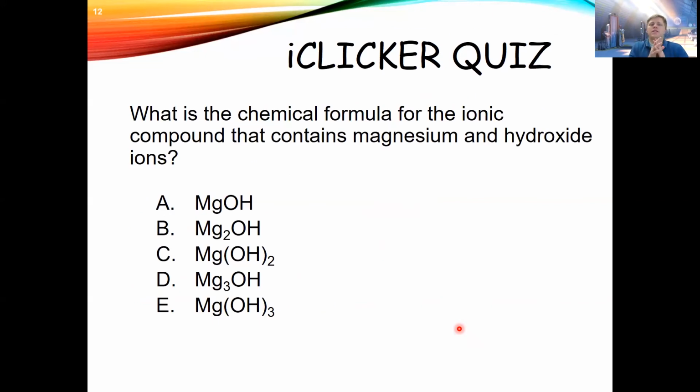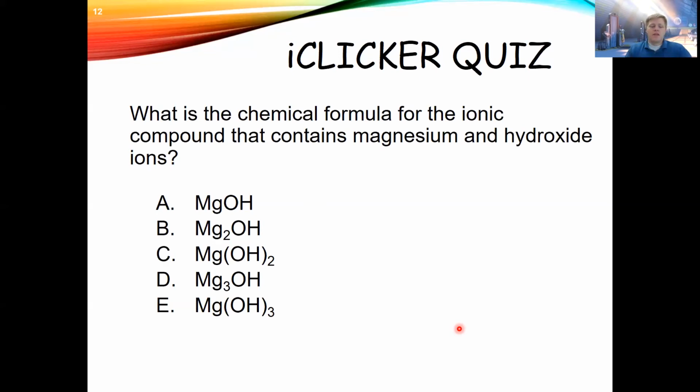So let's practice a little with this. Give me the chemical formula for the ionic compound that contains magnesium and hydroxide. Now, for this problem, you actually don't need to know the charge on hydroxide because there's only one answer that'll be correct based on the charge on magnesium. So go ahead and pause it here and try and figure this out.